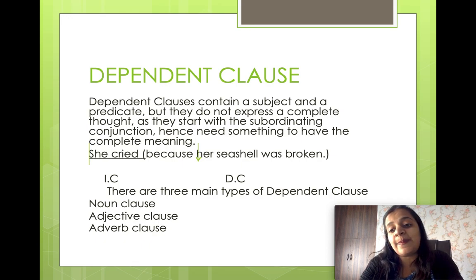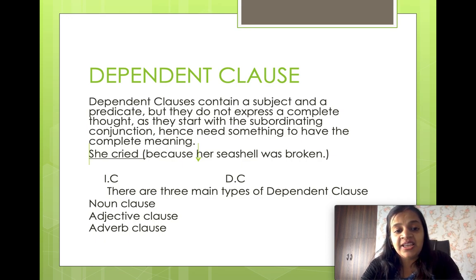इसमें subject से पहले conjunction आती है, joining word आता है. That is why the meaning of the sentence is not clear. Hence it needs something to have the complete meaning. इसलिए इसमें कुछ ना कुछ ऐसा चाहिए जिससे इसका meaning जो है वो complete हो सके.